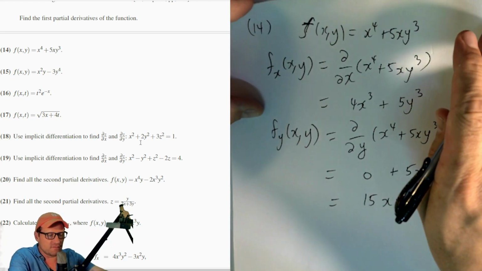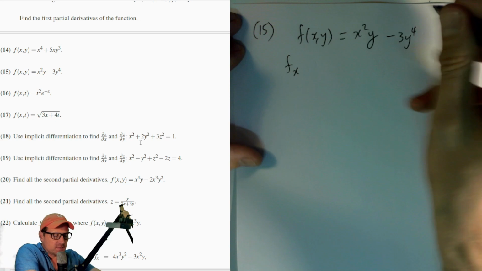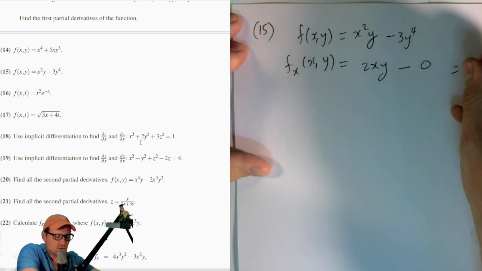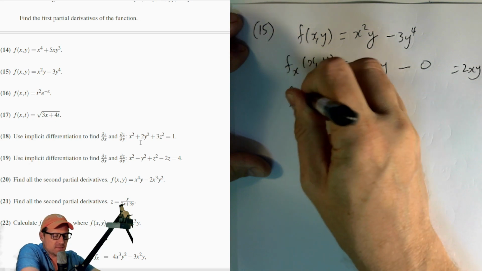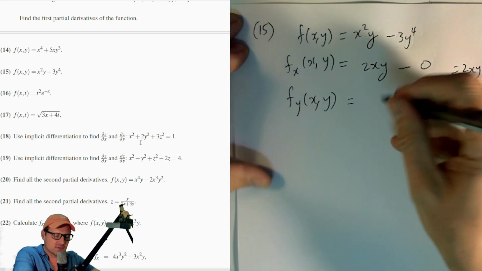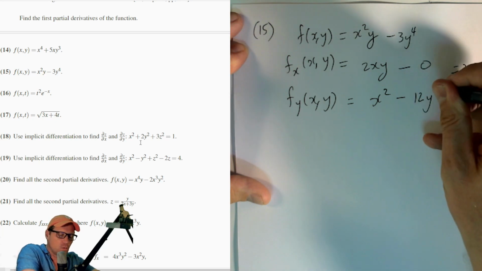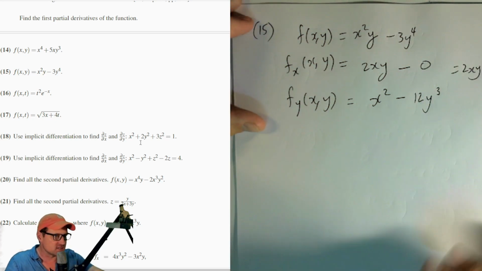All right, question 15. Okay, f subscript x is 2xy minus 0. And so we just have 2xy. f subscript y, differentiating this with respect to y, gives x squared minus 3 times 4 is 12, y to the power of 3. Okay, question 16.